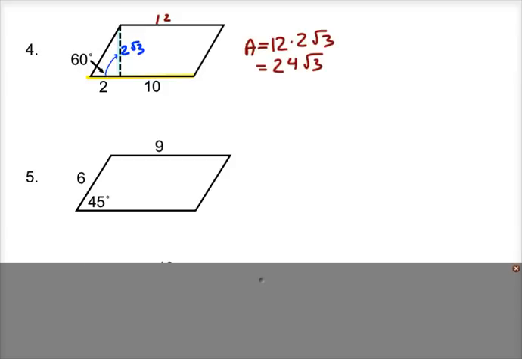Number 5. I see it's a parallelogram, so I know it's base times height. I know the base is 9, but I don't know the height, so I imagine drawing it in. Definitely not drawn to scale. There's a 45, 45, 90 triangle.